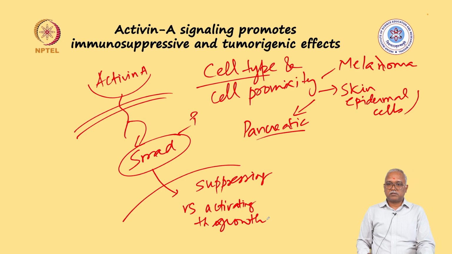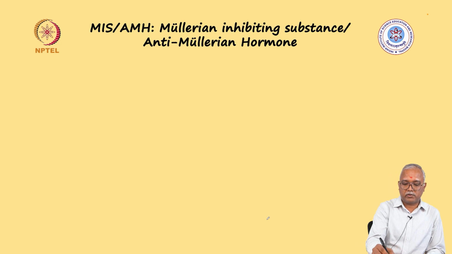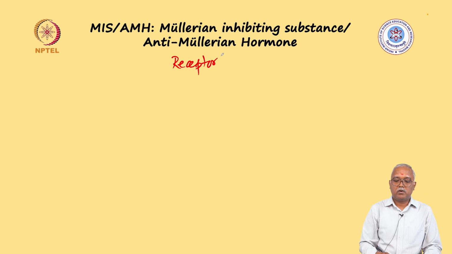So, this is one cell type or one signaling type which is very critical in proliferation related things, infection related things, immunity related things and so on. Now, we will discuss about another receptor which is of receptor serine threonine kinase type, which responds to this anti-Müllerian hormone.